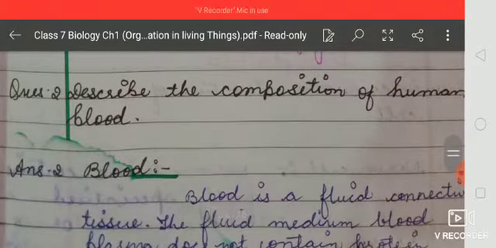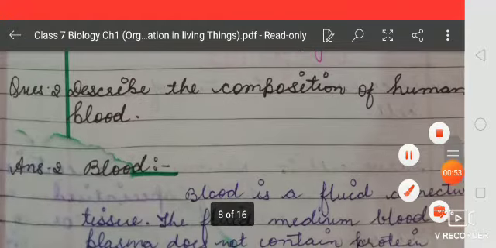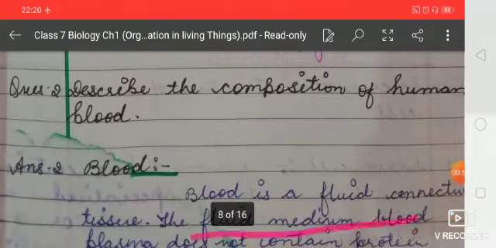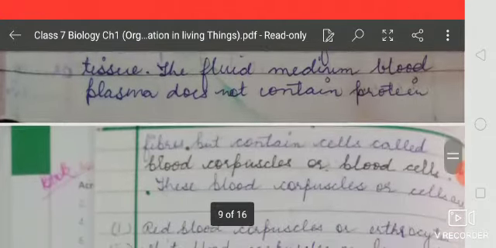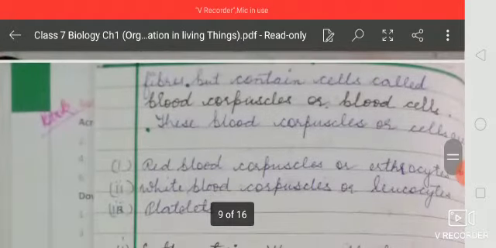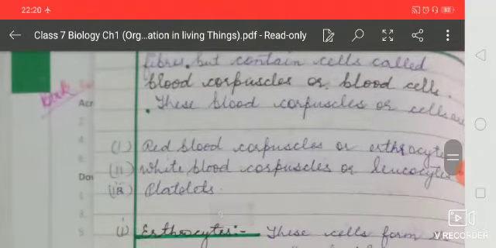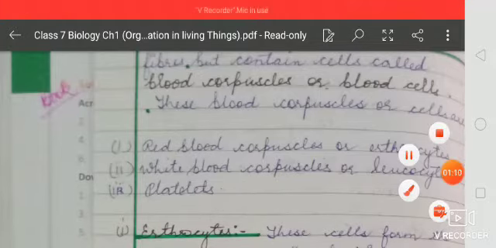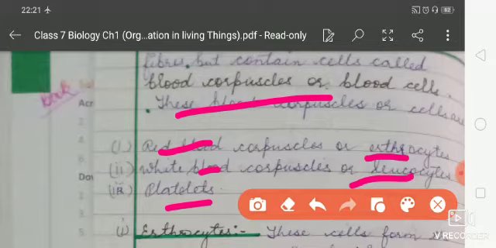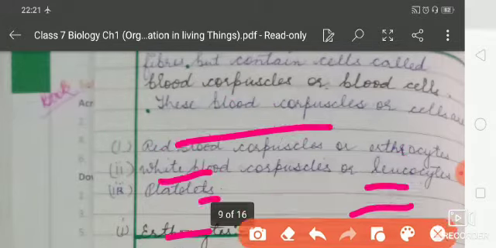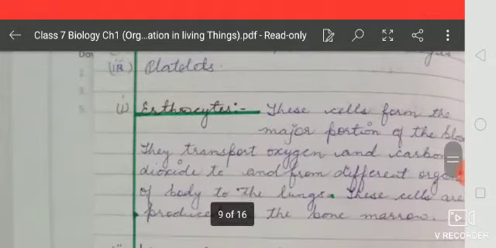And the next one is: describe the composition of human blood. Students, you know that blood is a fluid connective tissue, and the fluid medium is blood plasma, which contains proteins. Here blood has blood cells that are red blood cells, white blood cells and platelets. Red blood cells are also known as erythrocytes, white blood cells, WBC, are known as leukocytes, and platelets are also known as thrombocytes.